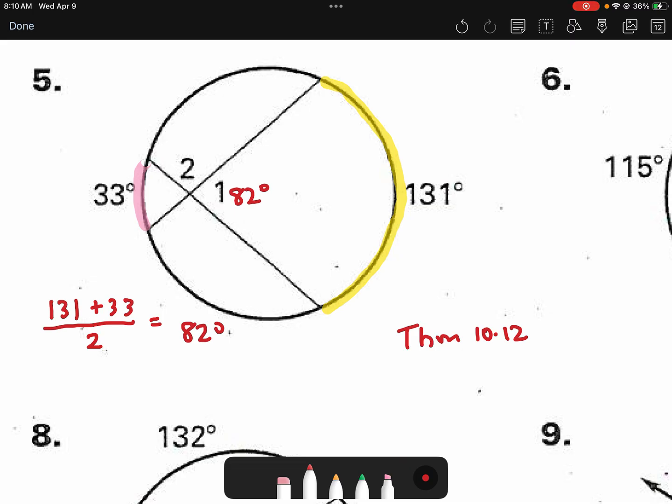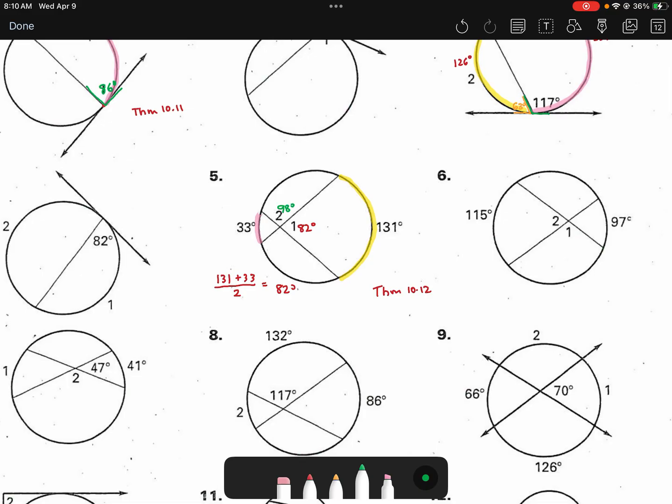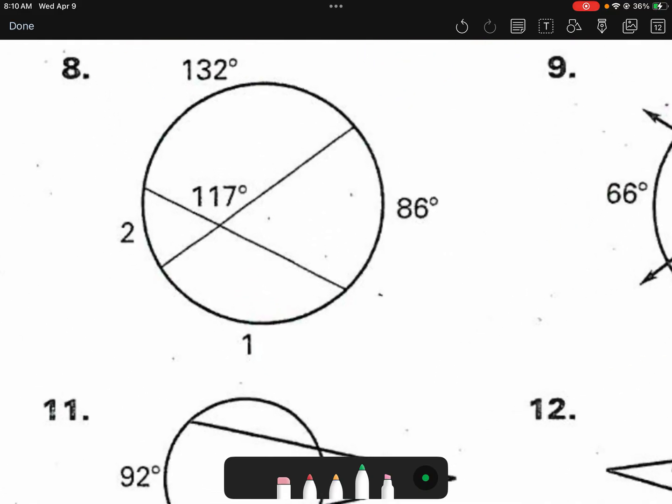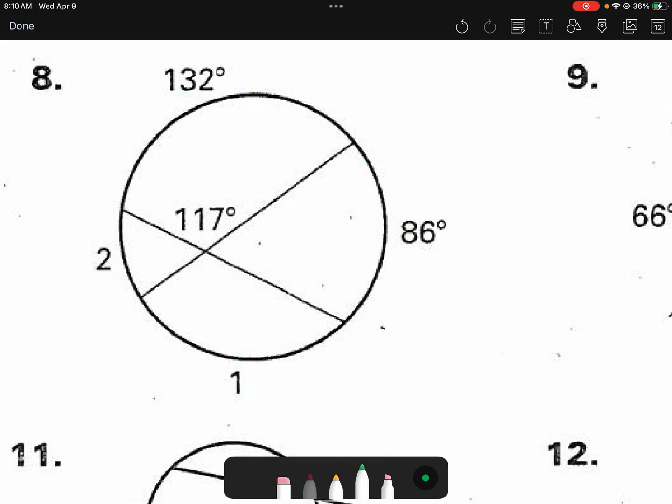Notice how angle 2 is a linear pair with angle 1. So this guy over here would be 98 degrees. That's how theorem 10.12 works. See if there's anything else we could work on that might help us. Yeah, maybe number 8. So you're still going to use theorem 10.12. Maybe a little more complicated here.